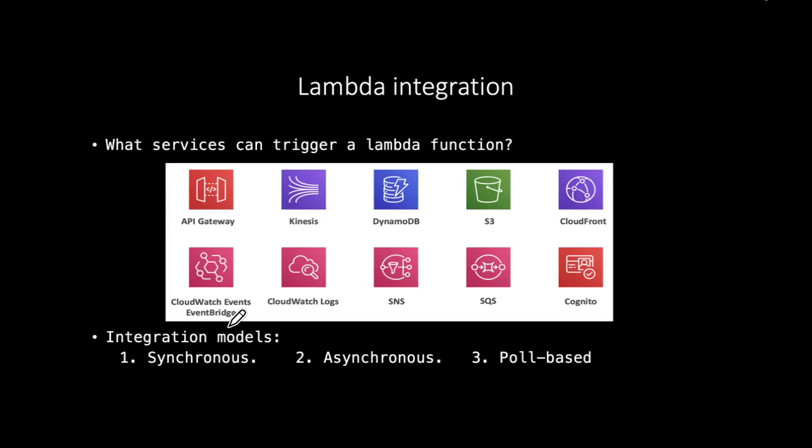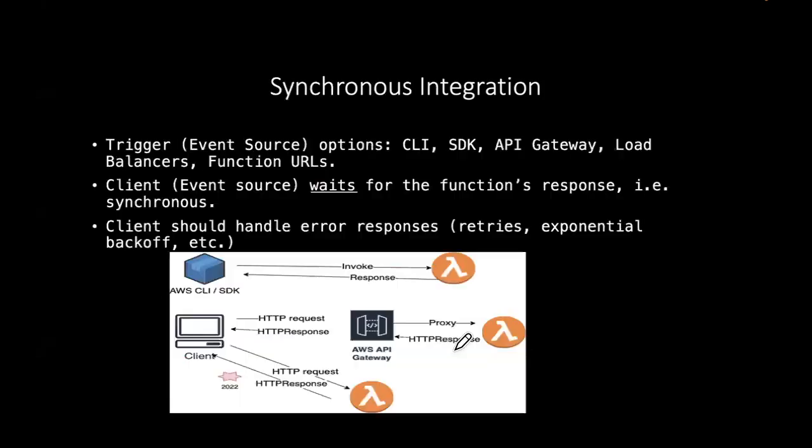So if you want, let's say, S3 to trigger the execution of your Lambda function, then S3 uses one of these three models. You don't have a choice to pick one of them. So I'm going to briefly talk about each of these models, and we will see each one of them in action. We'll concentrate on synchronous initially, but we'll see the asynchronous and polling based ones further down the line.